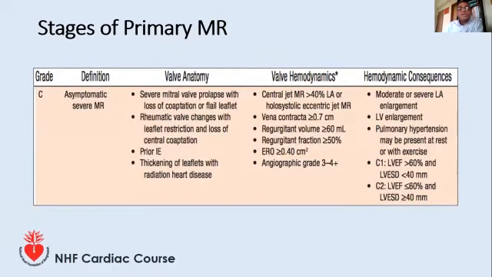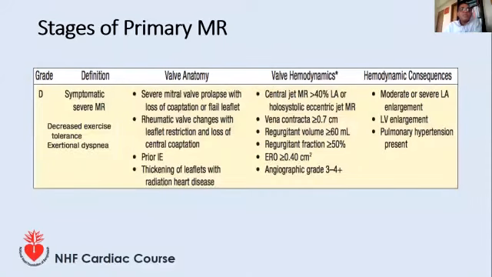In asymptomatic severe MR, we can see a central jet MR of more than 40% of the left atrium, or a holosystolic eccentric jet mitral regurgitation, vena contracta more than 0.7 centimeter, regurgitant volume more than 60 ml, regurgitant fraction more than 50%, effective regurgitant orifice more than 0.4 centimeter, angiographic grade 3 to 4 plus, and moderate or severe LA enlargement. LV enlargement is there, and pulmonary hypertension may be present at rest or with exercise.